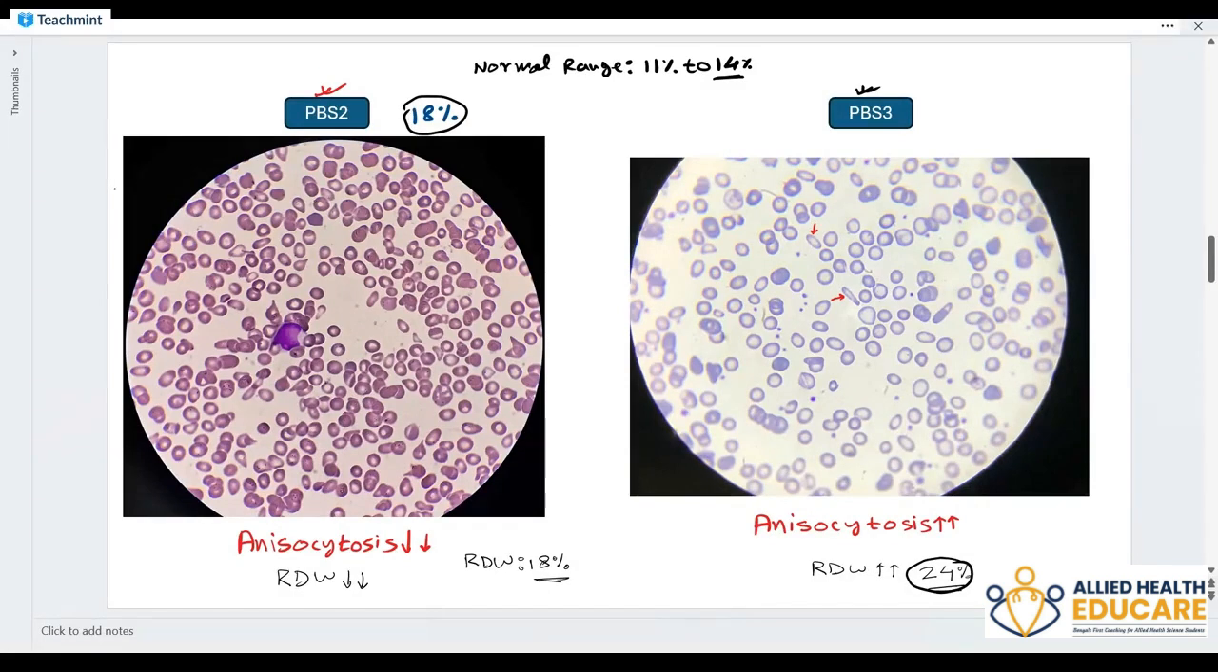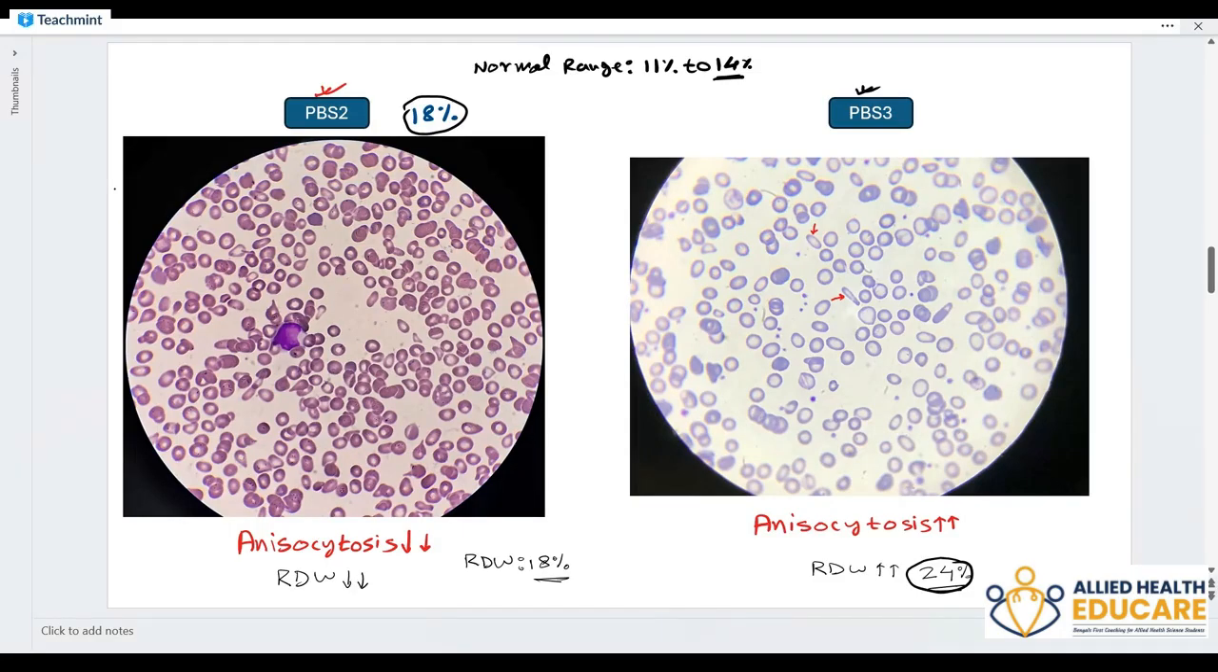Now the question is how to measure the red cell distribution width. Remember one thing, we cannot measure RDW manually. By the manual method, it is totally impossible to measure the RDW value. The RDW value must be measured automatically by the use of a cell counter.